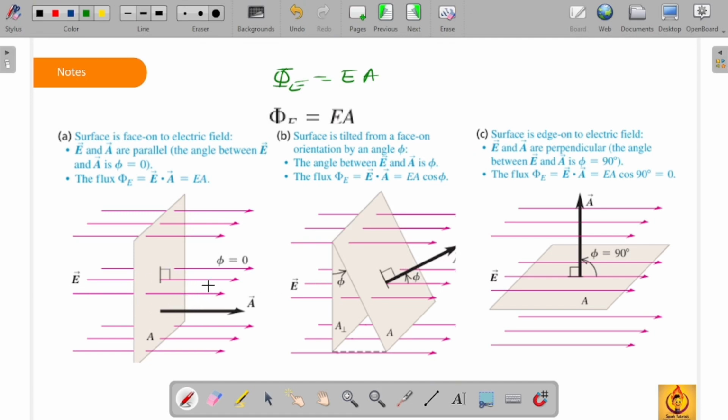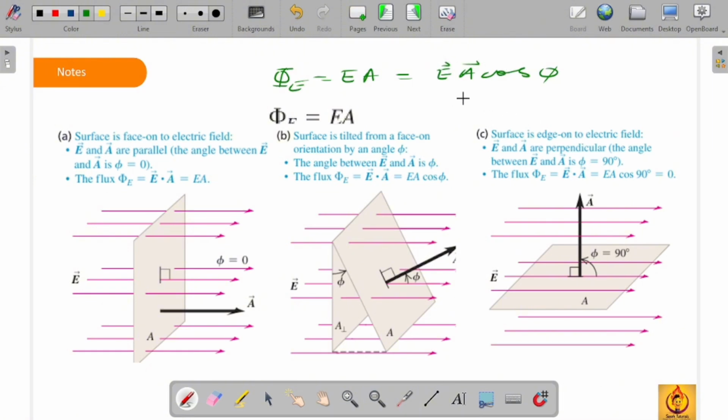But we can calculate how much flux passed through, not how much flux is inside this shape, because it came in and came out. But we can calculate how much flux passed out. Now to find how much flux passed out, we are going to say this formula can also be written as EA cos psi.